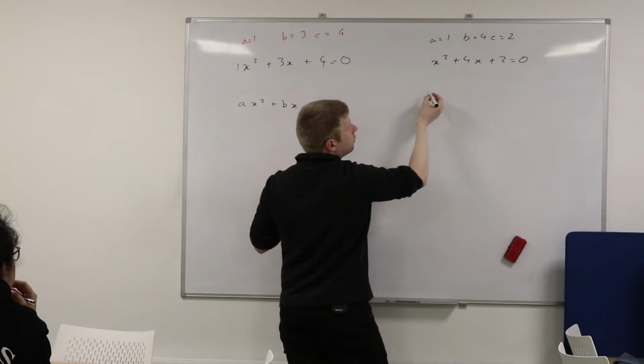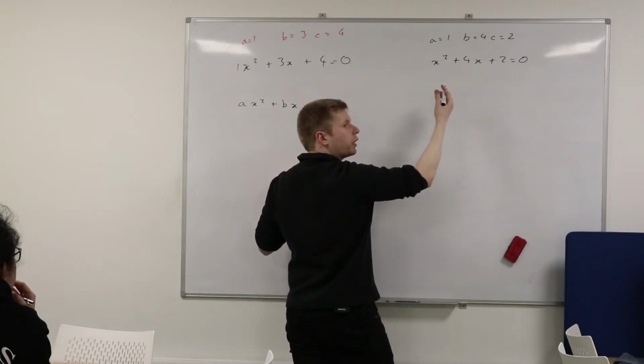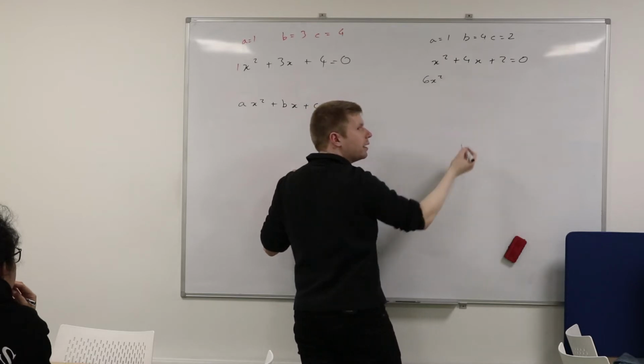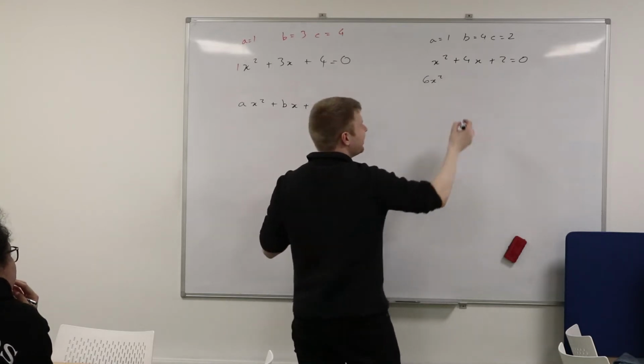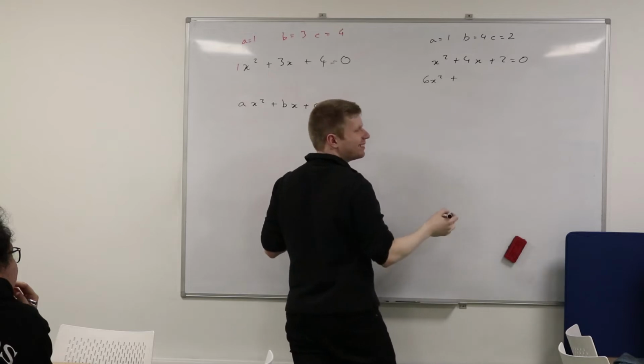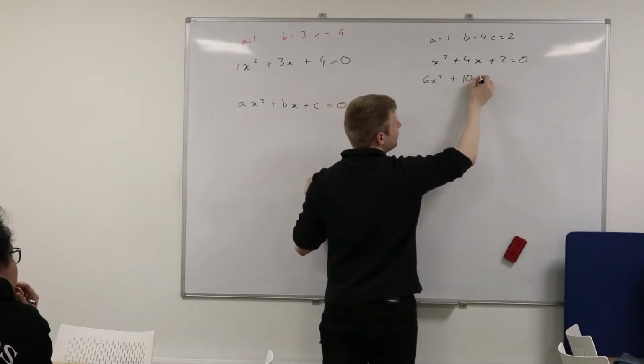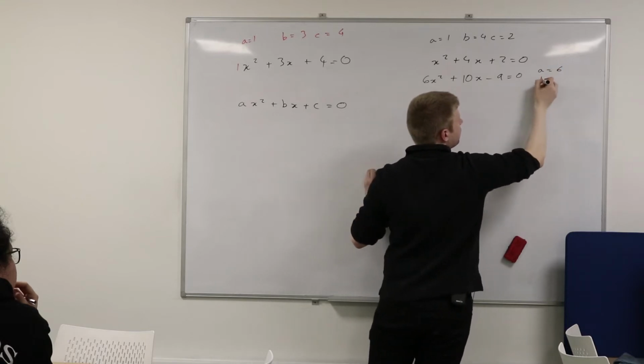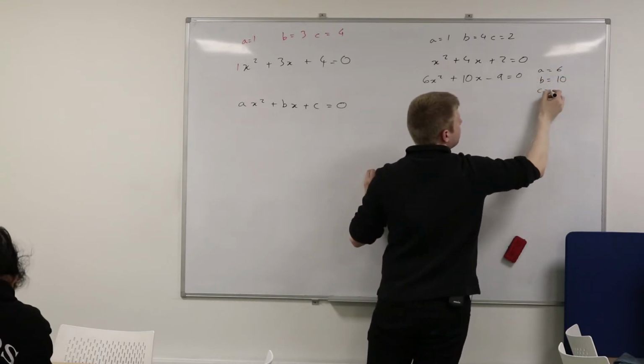Give me another one. Make it a bit interesting. Make it non-monic. 6 x squared plus 10x minus 9. Okay. So what would A, B and C be equal to? 6, 10, and negative 9. Good.